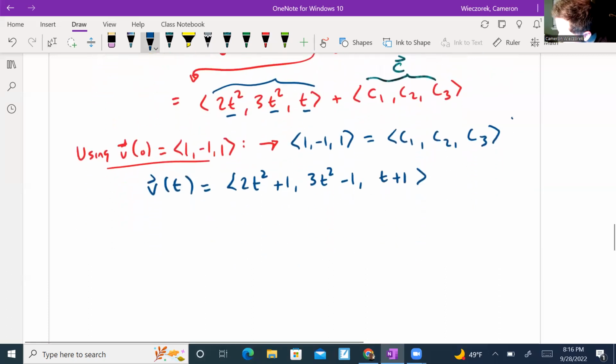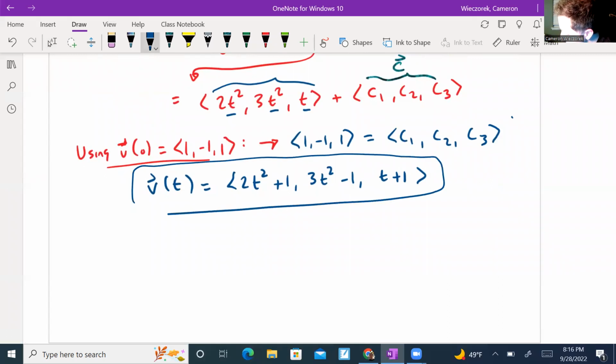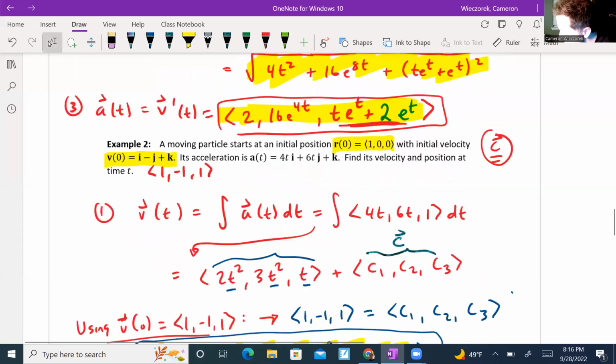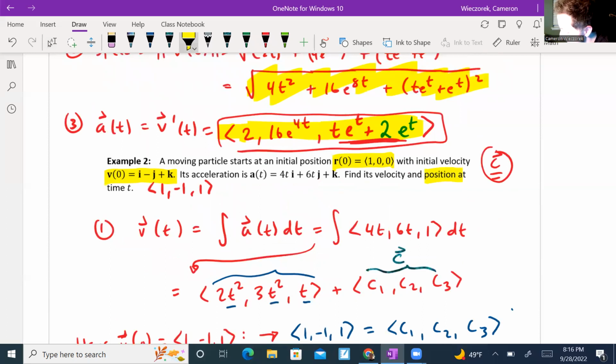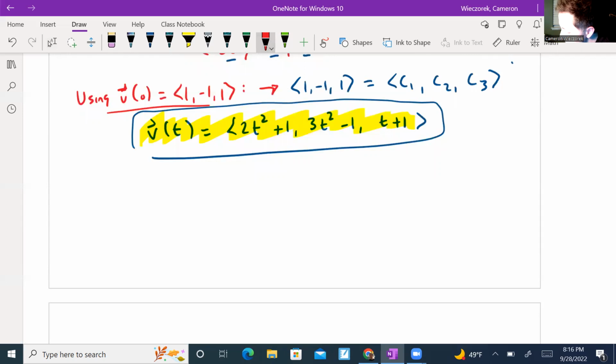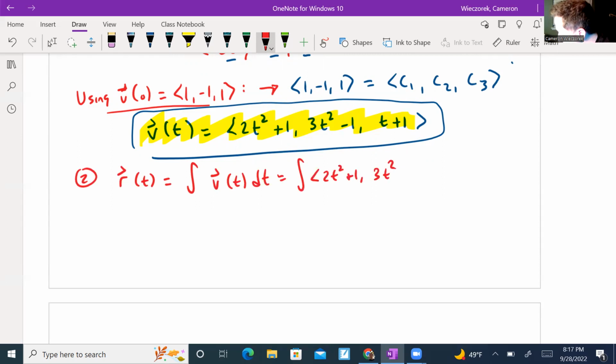Okay, so I have found one part of what they asked. I found the velocity vector. And it was so much fun that we get to do it all over again. Are you feeling the deja vu? To get the position at time t. How do I get position? Well, velocity is the derivative of position, which means for round 2, in order to recover the position function, I'm going to have to integrate the velocity vector. So we're going to integrate 2t squared plus 1, 3t squared minus 1, t plus 1 as a vector.